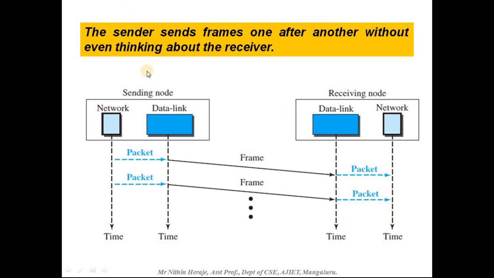Okay, so here what happens is as soon as the data link layer of the sender node receives packets, it will convert the packet into a frame by adding some information and send that frame to the destination, where the destination data link layer will get back the packet and send it to the network layer, and this keeps happening without any waiting for any response from the receiver node. The sender node just keeps on sending the frames. Okay, this is how the simple protocol is going to work.